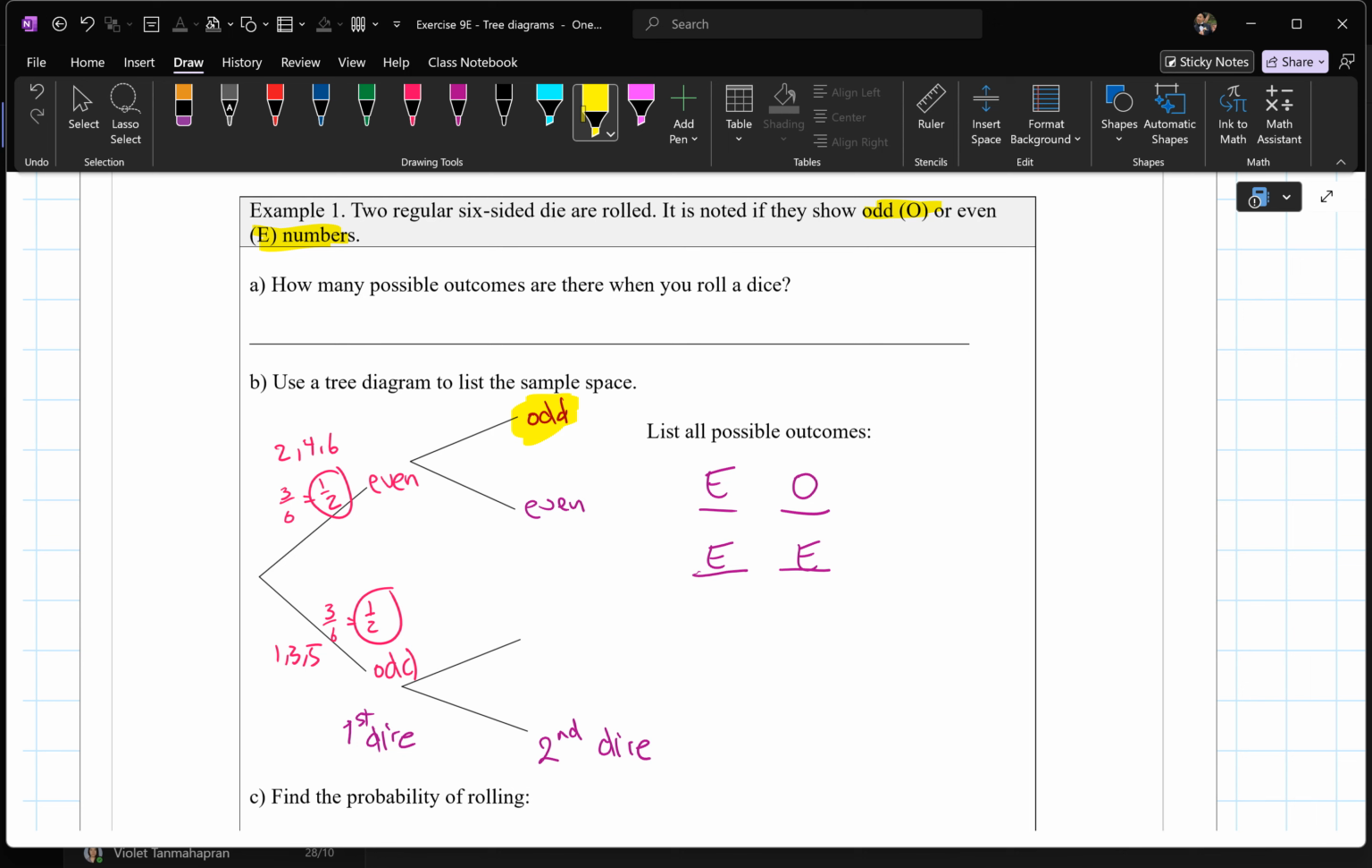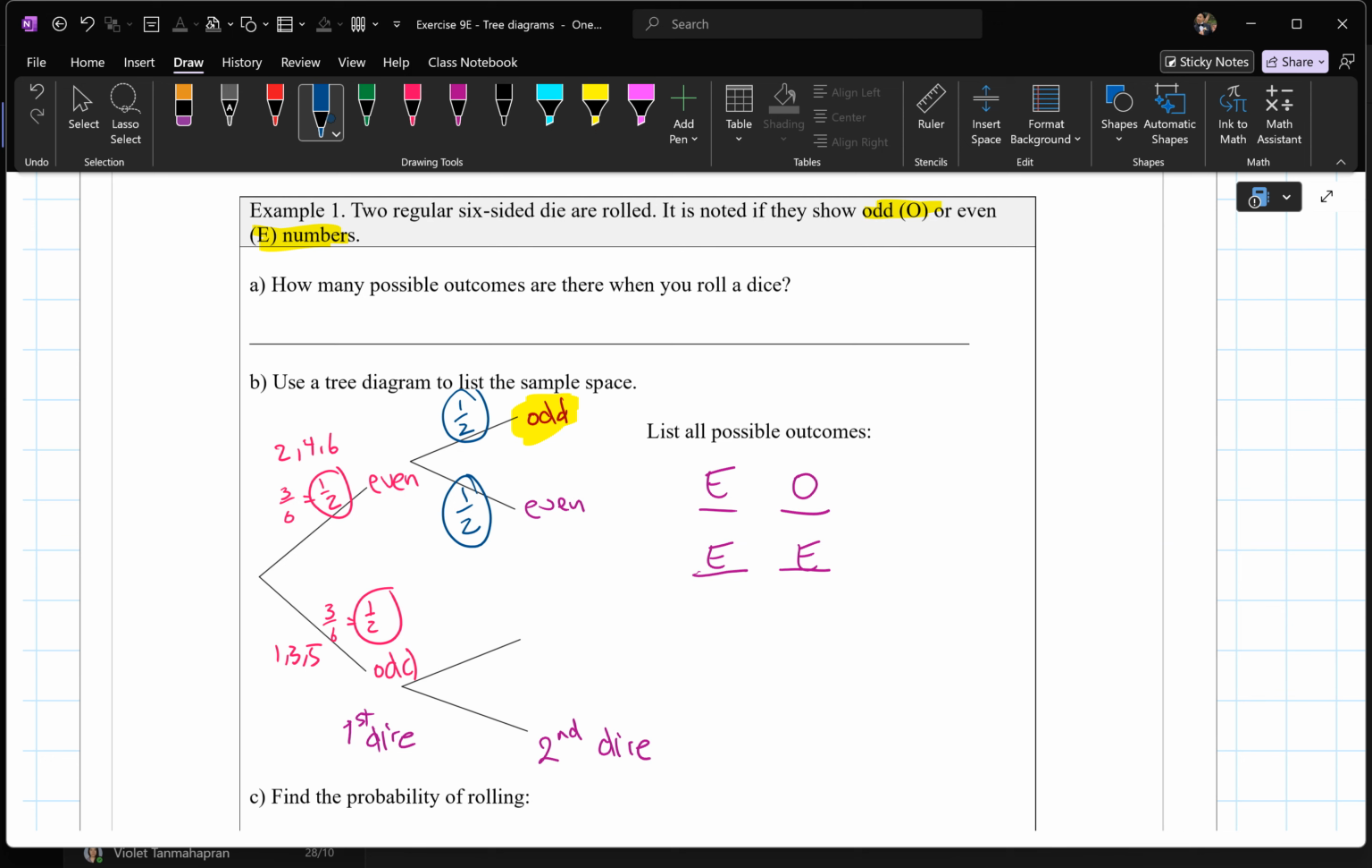Still 50%. A lot of students get a bit tripped up here because they're thinking it's the second branch. In this case, you're still rolling the same dice. It's still got 6 options. To get an odd, it's still 1, 3, and 5. So you still have half a chance to get an odd on the second go, and you still have half a chance to get an even.